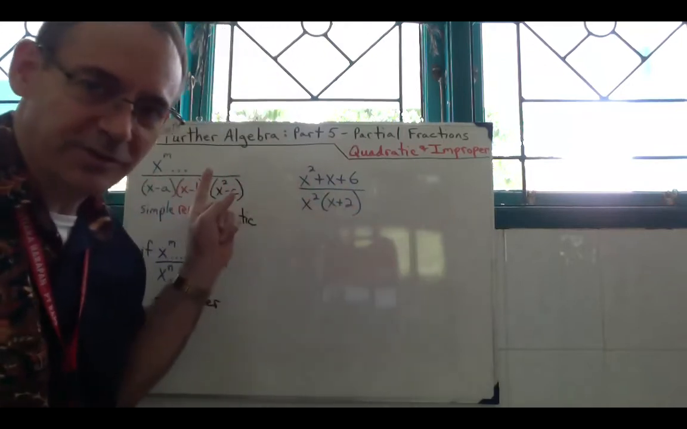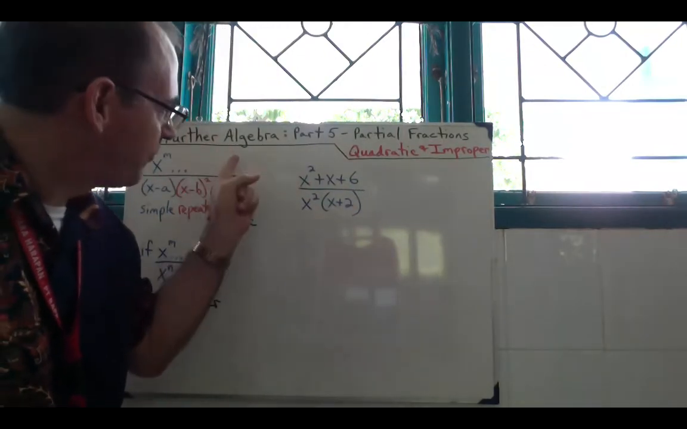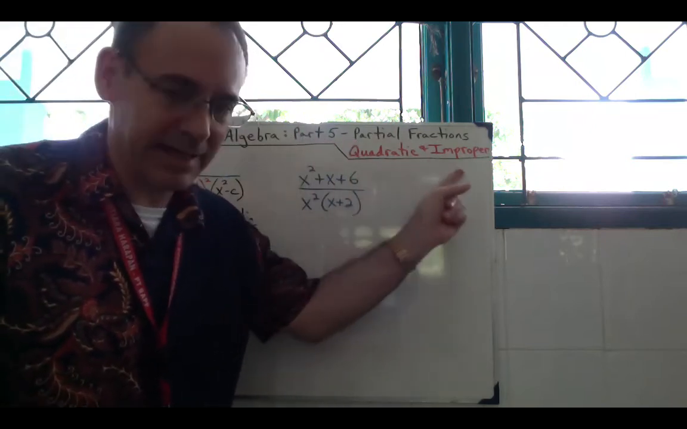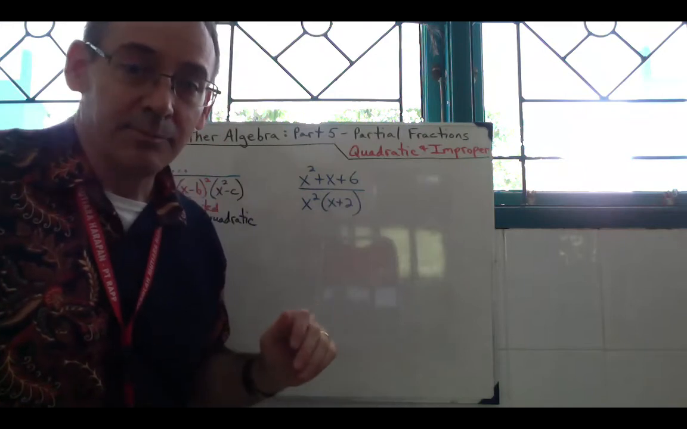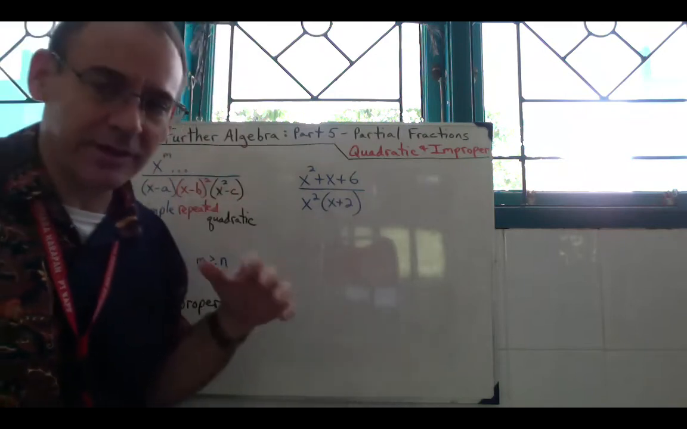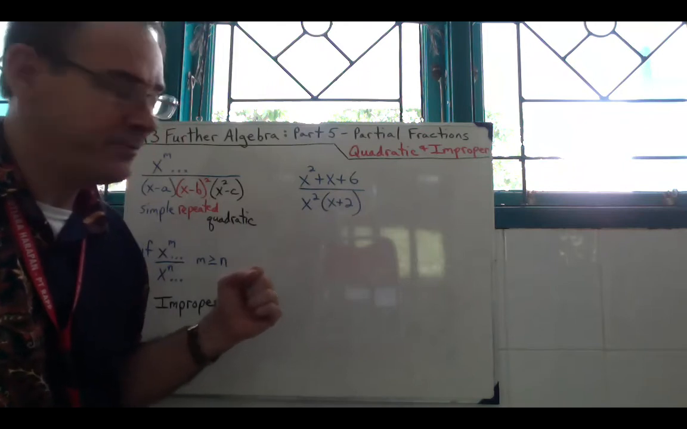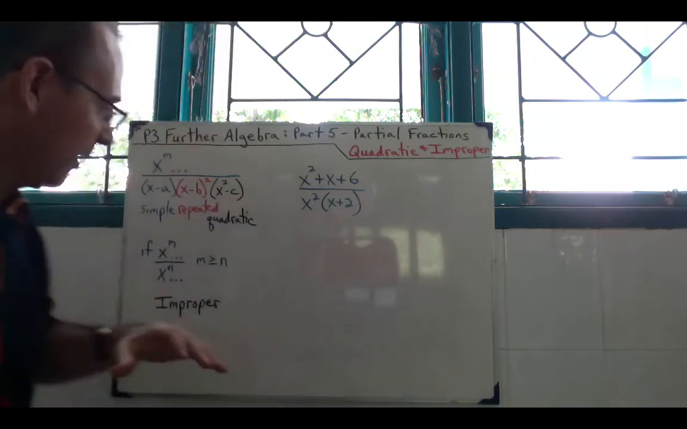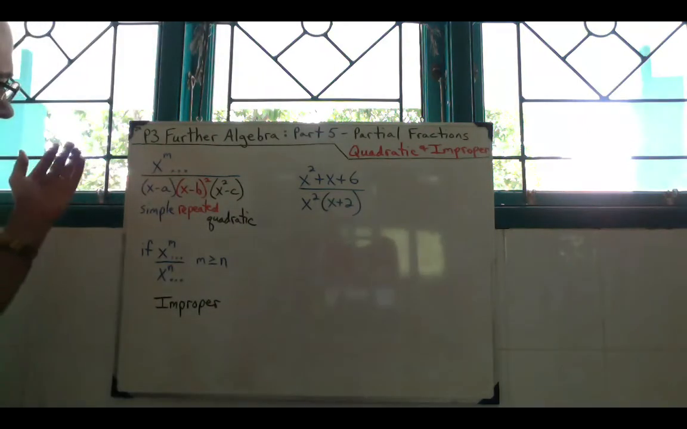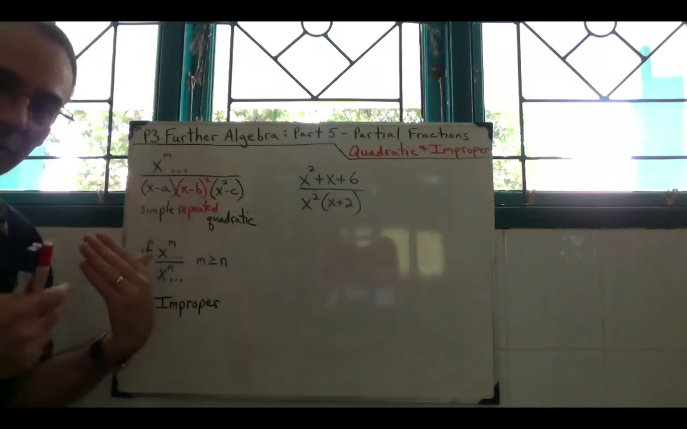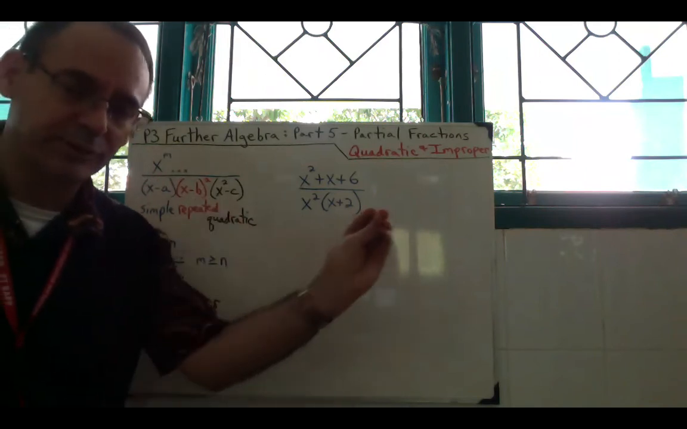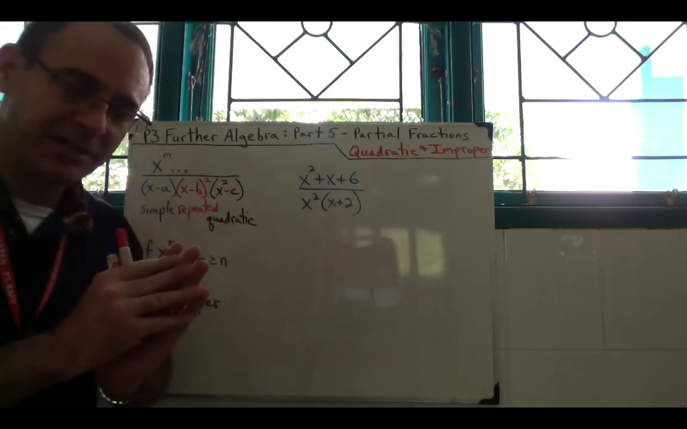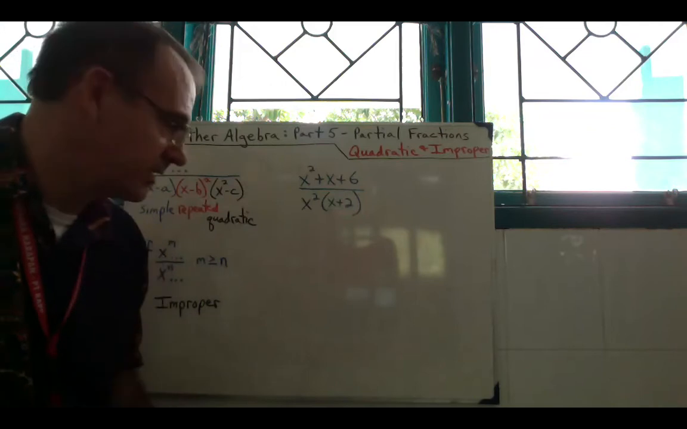Today we want to look at Pure Math 3, Further Algebra, Part 5, Partial Fractions, the Quadratic and Improper part of this. Now, in Part 4, in case you missed it and need to go back and review, we looked at simple and repeated factors in the denominator. So what we're talking about here is we have a fraction that's complicated and we want to break it down into simpler fractions. So instead of adding two fractions together, we're splitting a fraction apart into separate fractions.